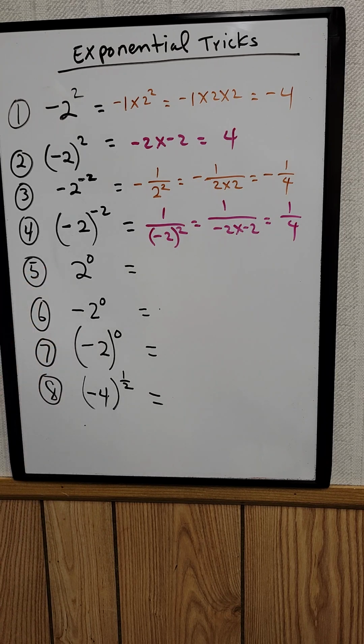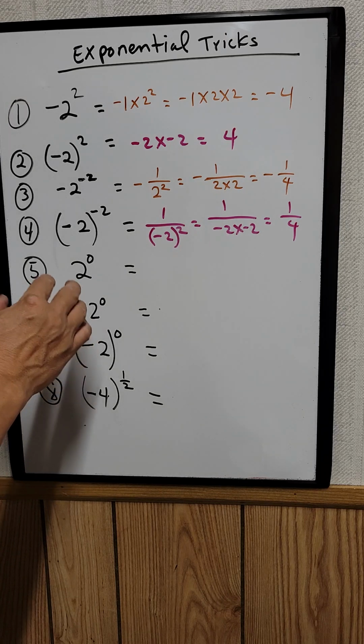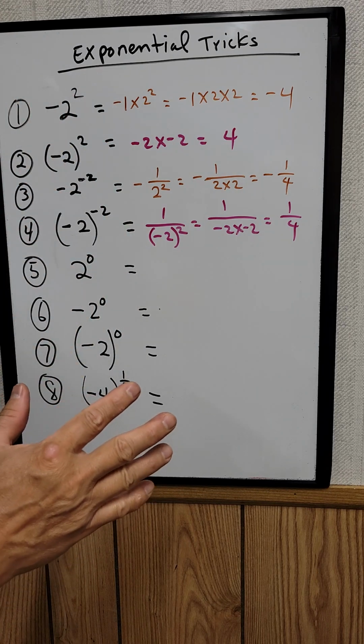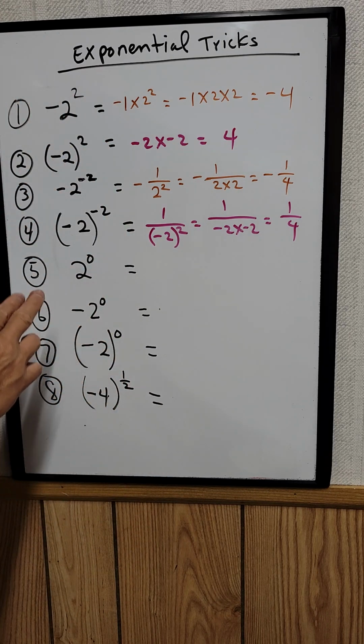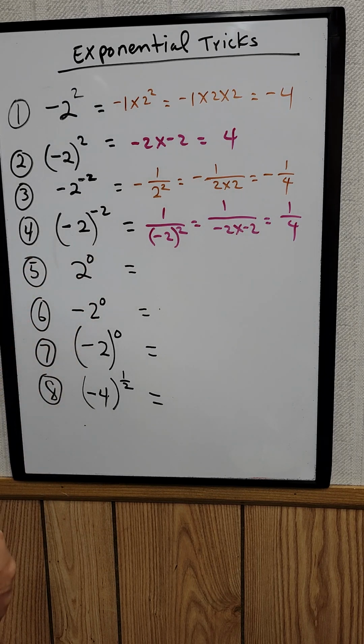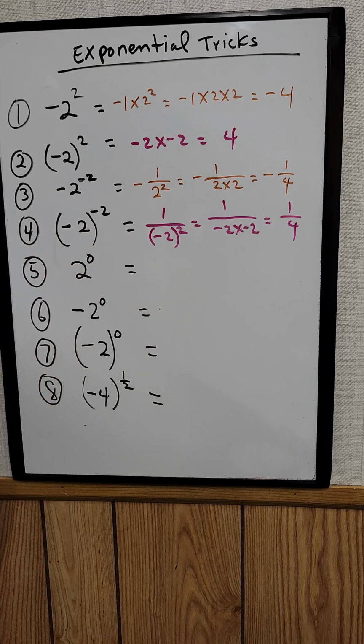How about this one? 2 raised to the 0 power. Anytime you have a number except 0 raised to the 0 power, it is always equal to 1. Except 0: if you have 0 raised to 0, there's no answer for that. So any number except 0 raised to the 0 power is equal to 1.